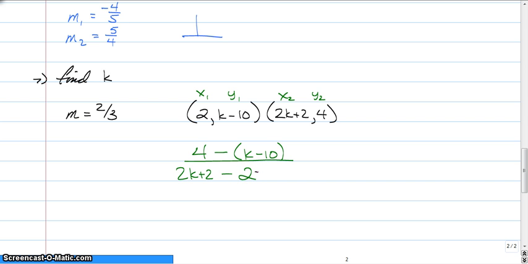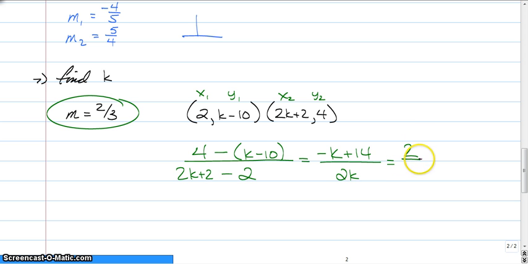And now let's simplify a little bit. So we could rearrange the top. We're going to distribute the negative, and we're going to get negative k. And we're going to distribute negative 10. It turns into a positive 10, with the 4 is 14. Over 2k plus 2 minus 2, we can just call 2k. After we simplified our slope, we can set that equal to the given slope of 2/3.